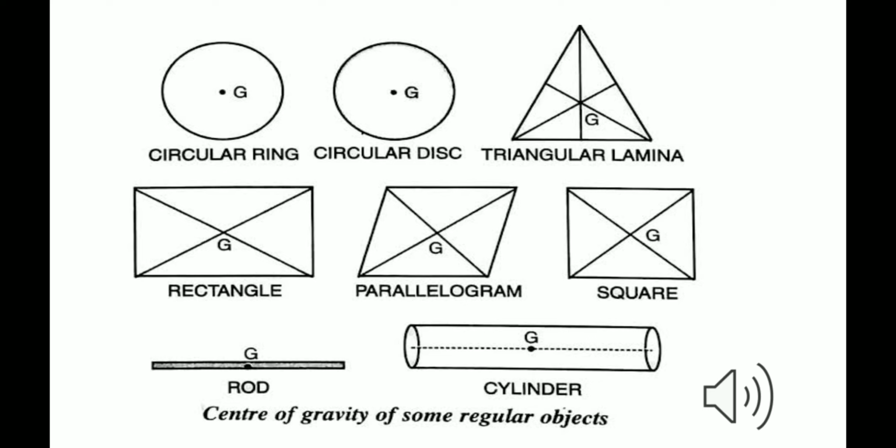In a rod, it will be the midpoint of the length, and in a cylinder, it will be the center of the circle of the cross section of the cylinder, and also the center of the length of the cylinder. So you can see where G is. There are some more objects, but this you should know, you should remember this. So this is the center of gravity of these objects.